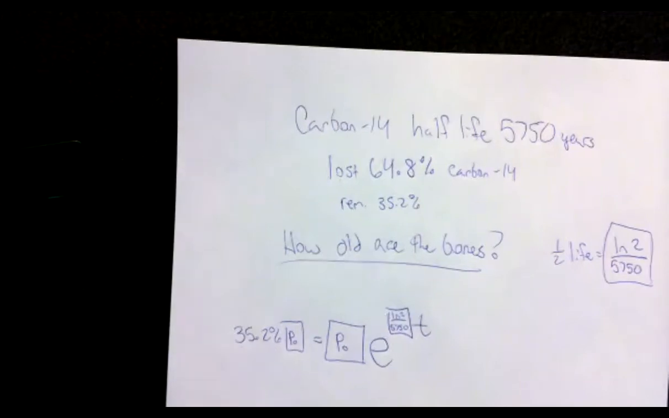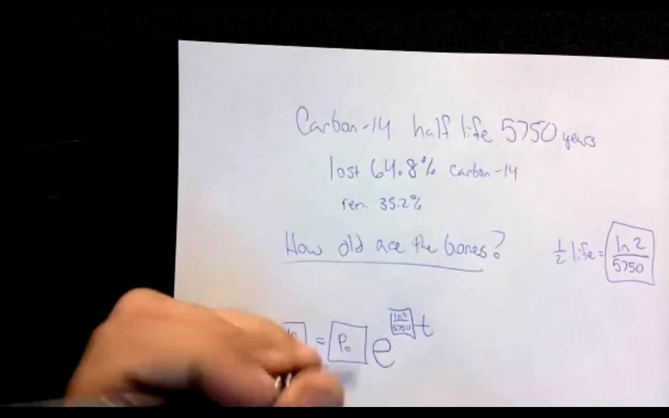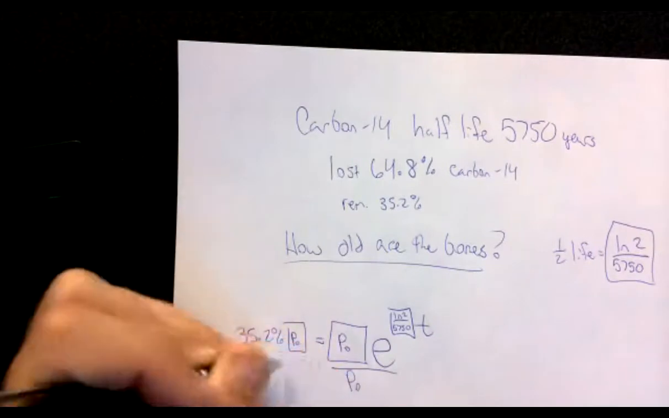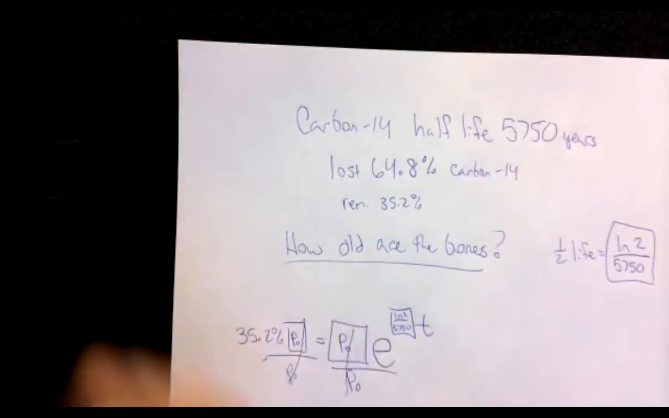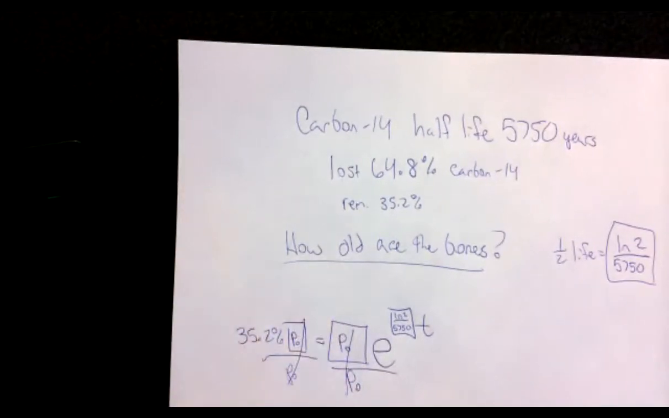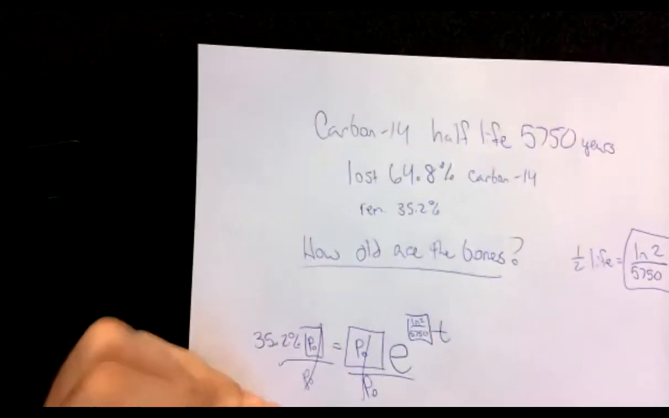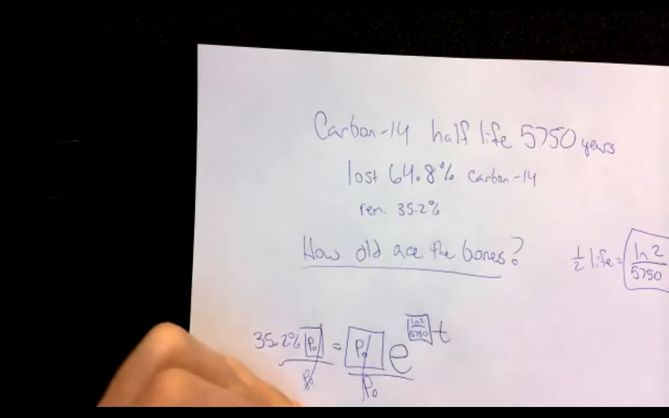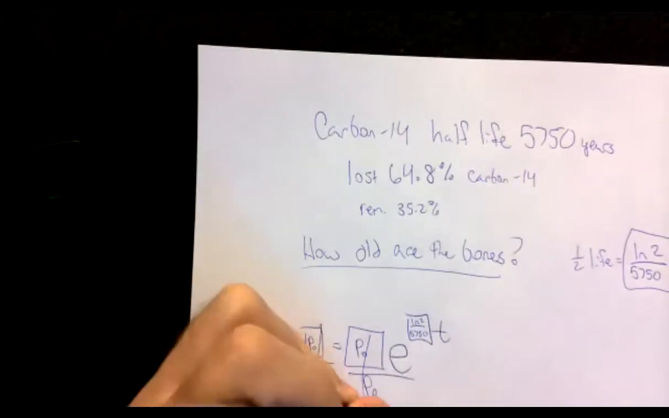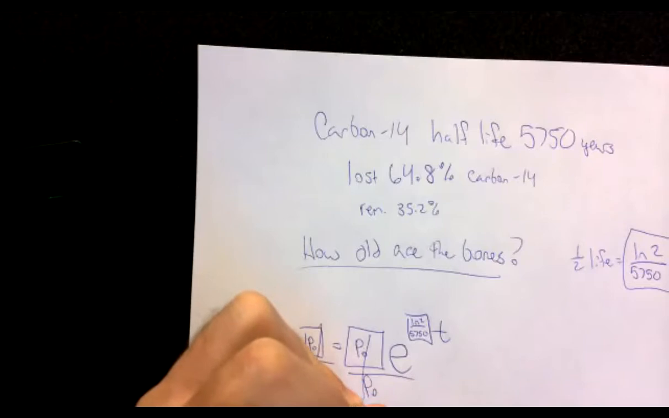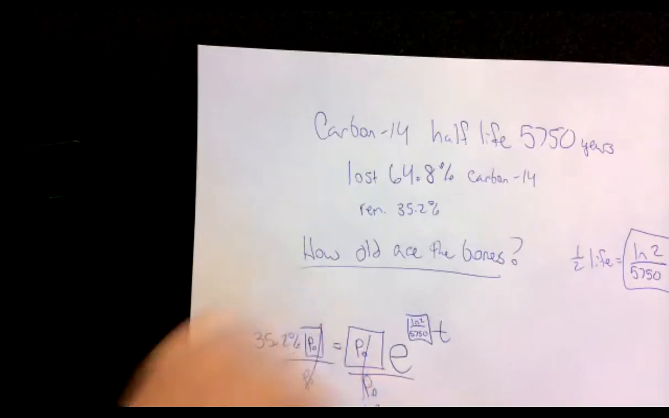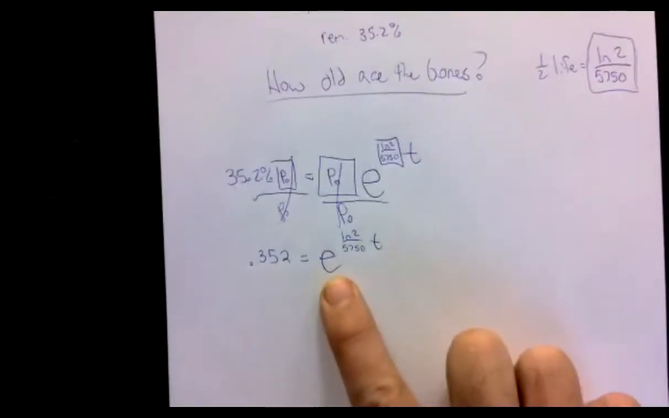Okay. The solving part is going to be about the same. So if we divide by this initial amount, it doesn't matter what it is, those two are going to cancel out. So then as a decimal, what we have is 0.352 equals e to the natural log of 2 divided by 5750 times t. Whoops, there we go. Okay, now you can see what I did.